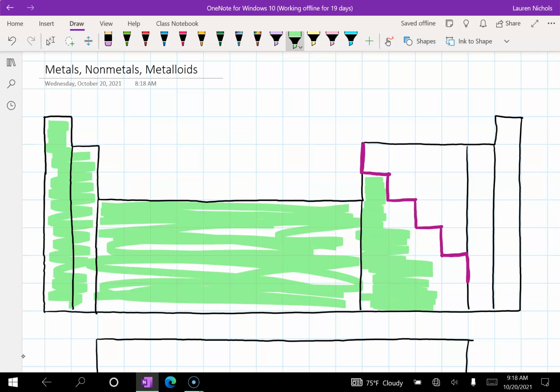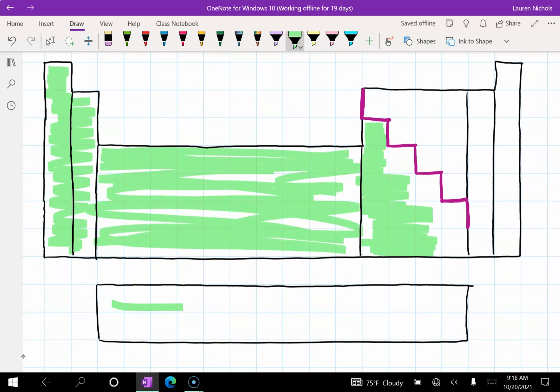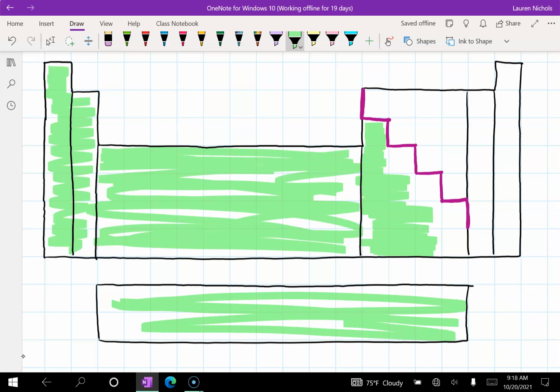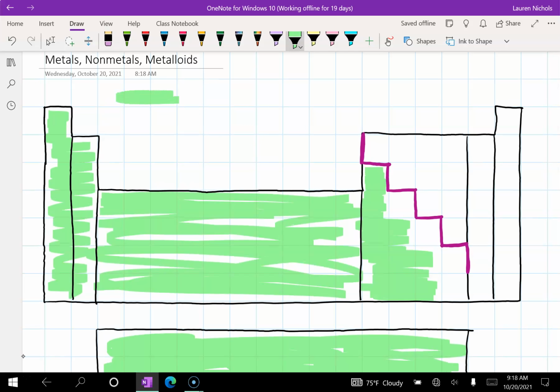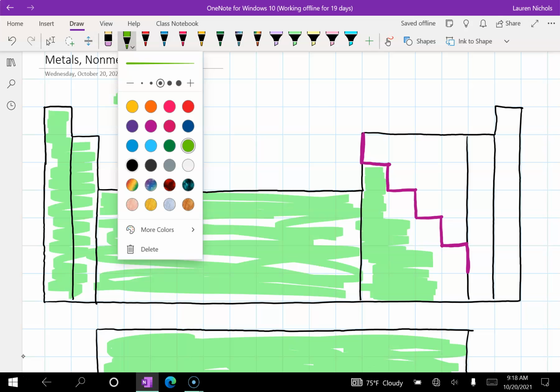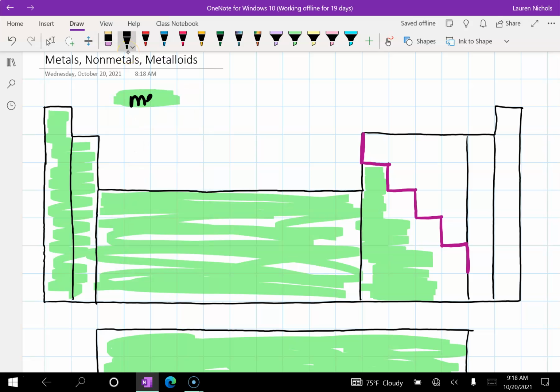Now notice that there is a purple staircase here, okay? And that staircase is what separates the metals from the nonmetals. So everything highlighted in green right now, all the lanthanide and actinide series, all of this is metals. So everything that I highlight in green, that is considered a metal.